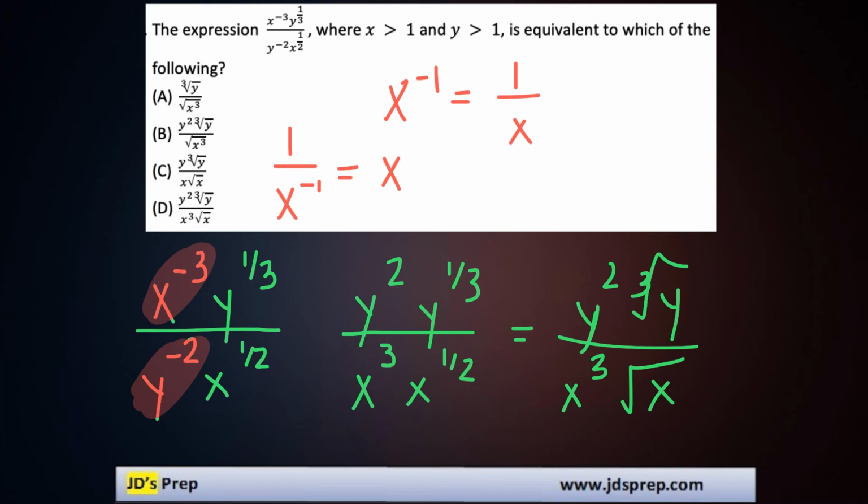And just a reminder, that's kind of this rule how you can switch back and forth between powers and radicals. For example, if we had x to the power of a over b, that's the same thing as the bth root of x to the power of a. So b represents the index of that radical. So that's kind of what just happened there.